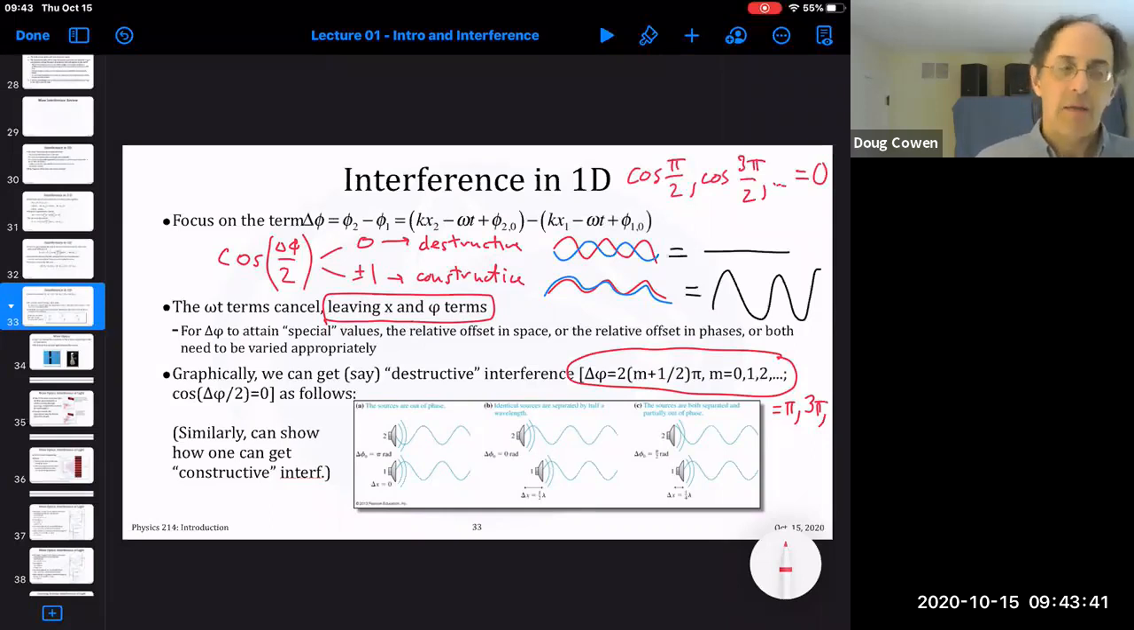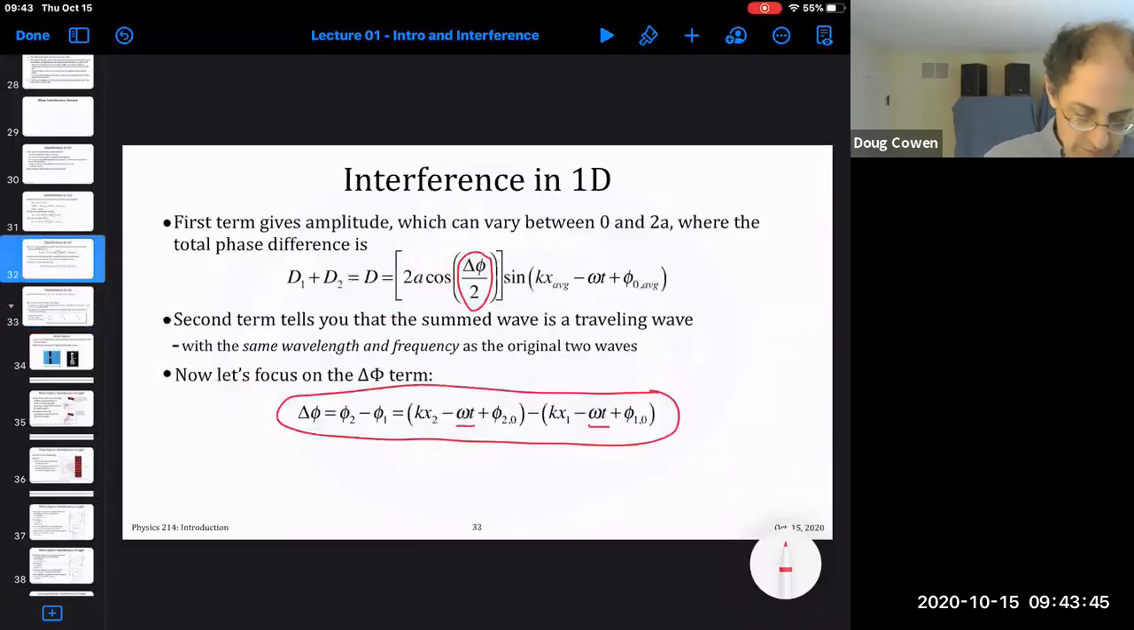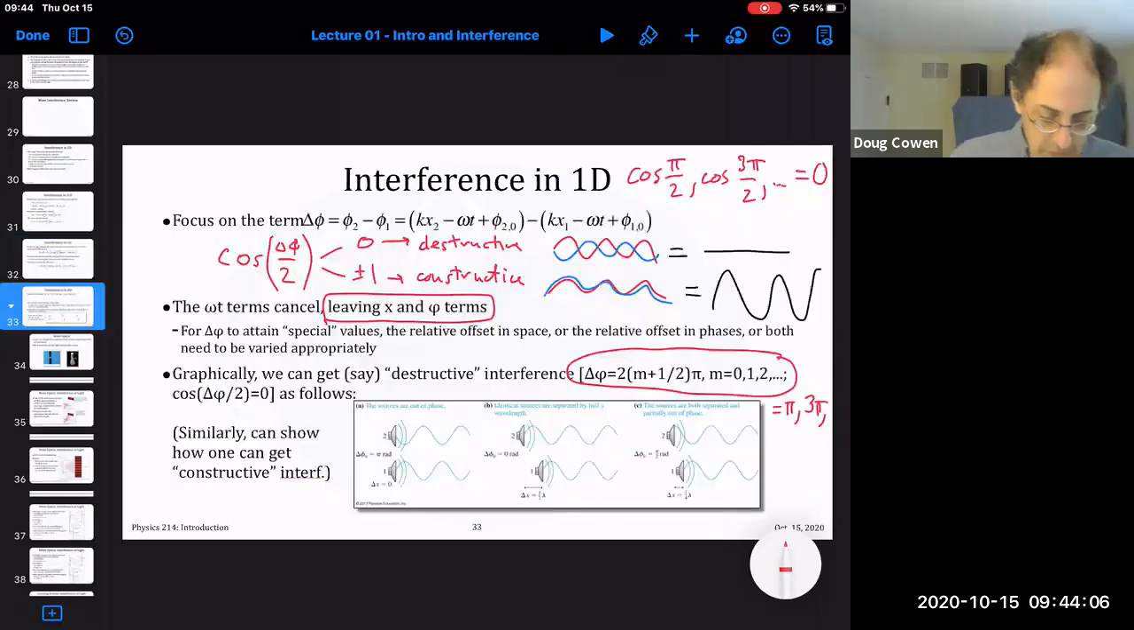Then the amplitude of this wave function that we wrote down here, cosine of delta phi over 2, is equal to 0. That means the resultant wave, where we're summing these two traveling waves together, D1 and D2, is equal to 0 everywhere. That's fully destructive interference. So you can get this in two main possible ways.